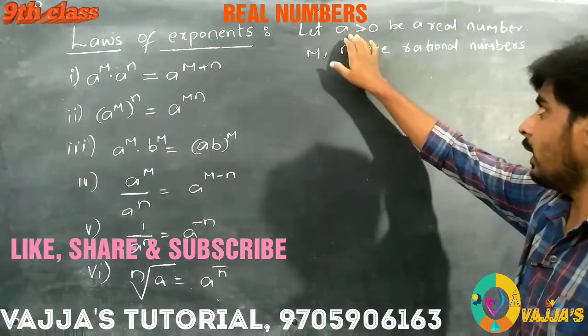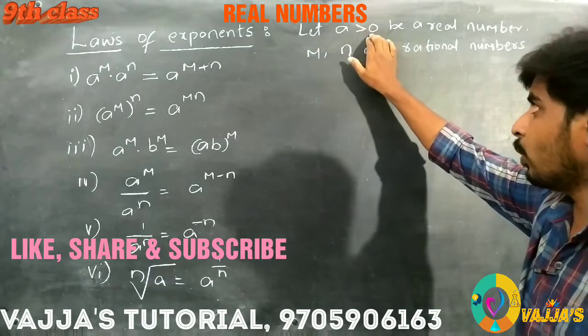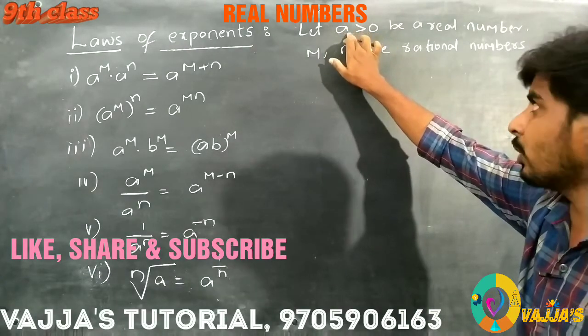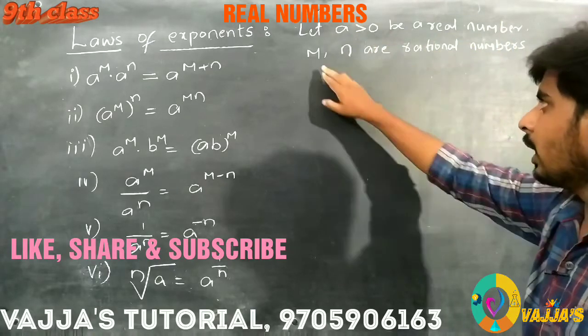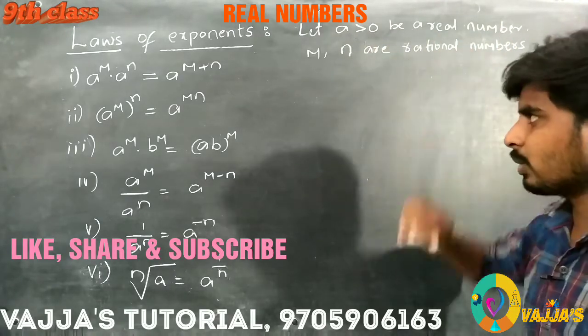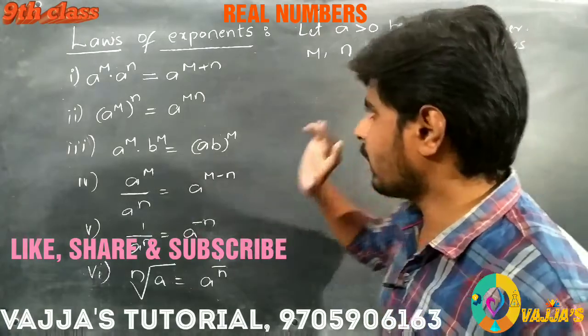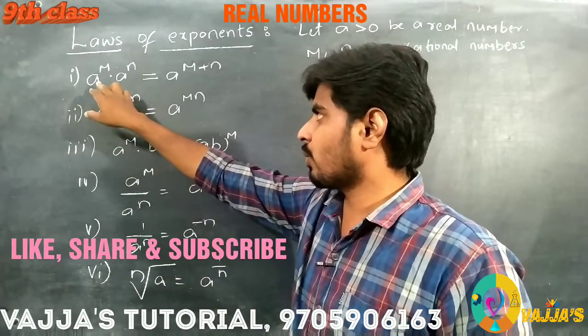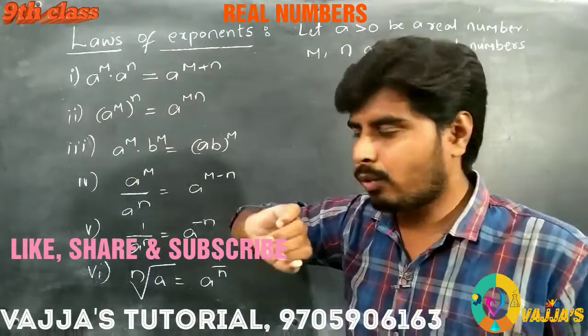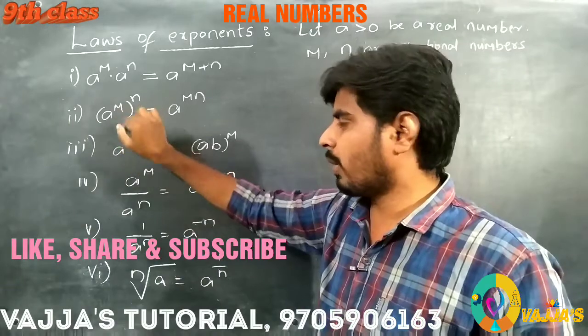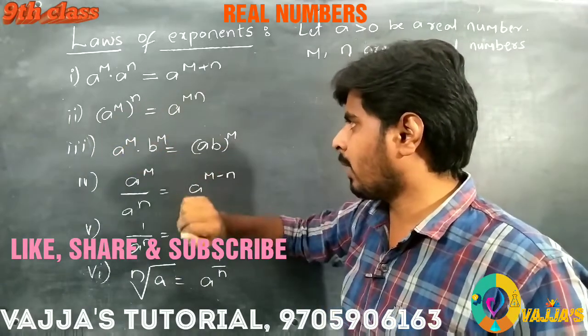Let a be a positive number, a greater than 0, and b a positive real number, and m, n are rational numbers. They may be positive or negative. So the first one: a power m into a power n is equal to a power m plus n. Second: a power m whole power n is equal to a power mn.